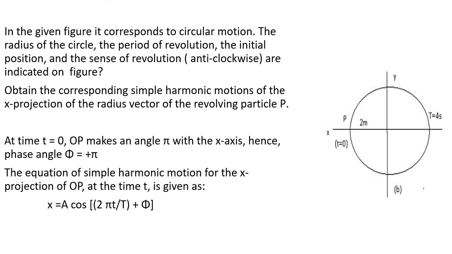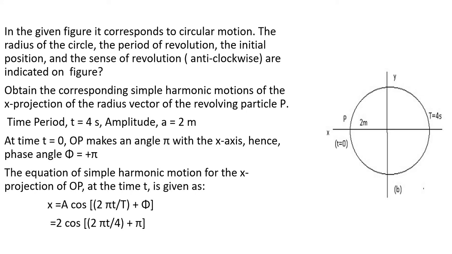We know the formula: x equals A cos(omega t plus phi), and instead of omega we can write 2 pi by T into t plus phi. All data is given, so if you substitute, you will get 2 cos(2 pi t by 4 plus phi). So 2 by 4 gives half, so pi by 2 t. And cos(pi plus theta) can be written as minus cos theta, because in the third quadrant the cosine function is negative; only tan and cot are positive in the third quadrant. So x equals minus 2 cos(pi by 2 t). Unit is meter.